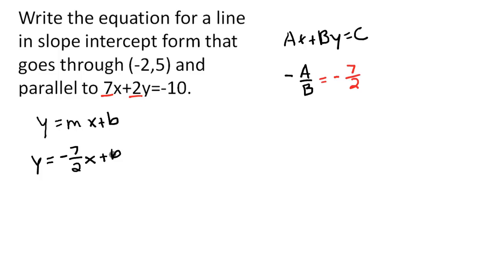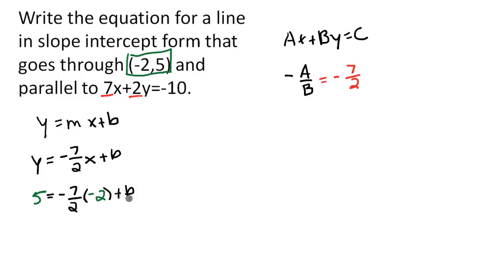We still need to fill in our b, but we don't know what it is. So we remember that we have to keep this point in consideration. This line has to go through that point. So to figure out our b, let's plug this point into the x and the y right here, and then we can solve for b. So our 5 is going to get plugged in for this y, and that's going to be equal to negative 7 over 2 times x plus b, and then our x we said was negative 2, so I plug that in.